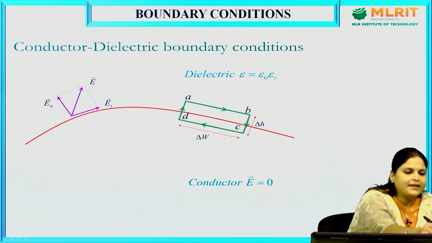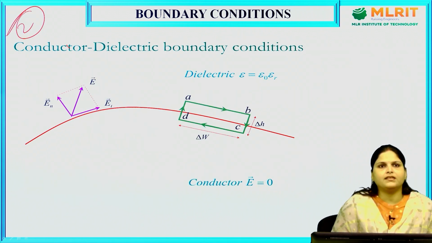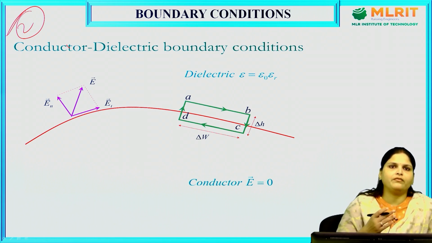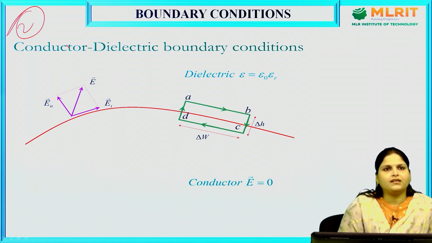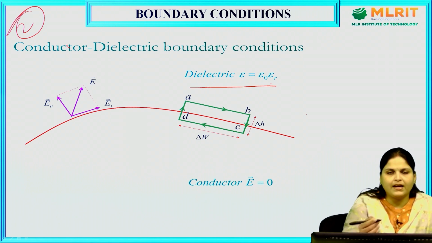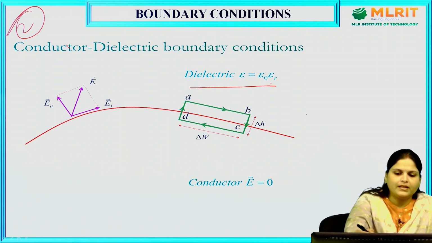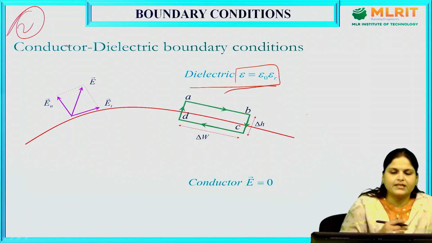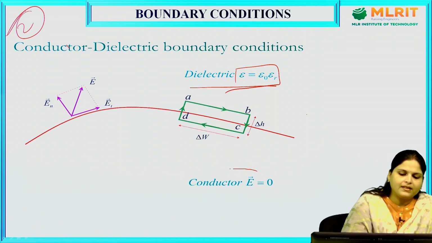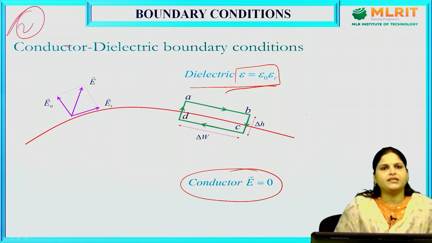Now the second arrangement is the conductor and dielectric boundary condition. In the previous case we had taken two different dielectrics. In this case we will take one dielectric on one side of the boundary, and on the other side of the boundary we will take a conductor, right? So suppose this is the dielectric side, and epsilon is the dielectric constant, equal to epsilon naught epsilon r. As we know, inside the conductor the electric field is 0.